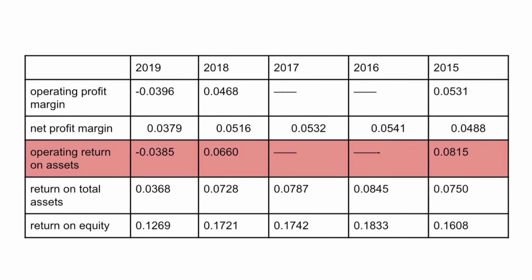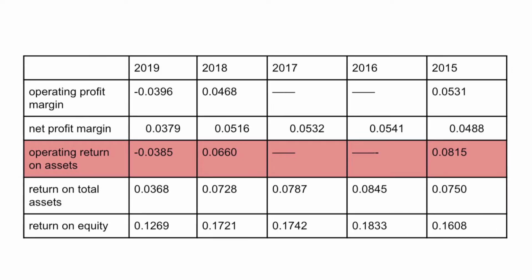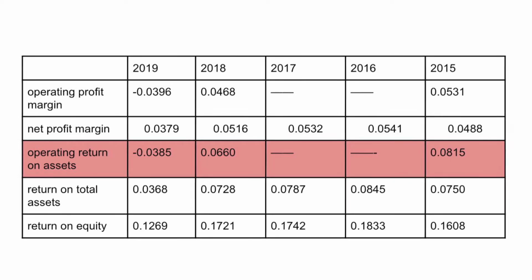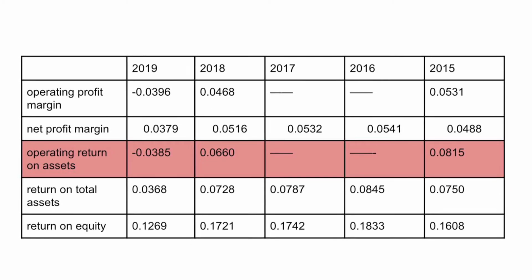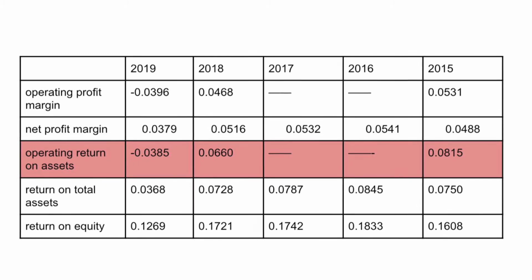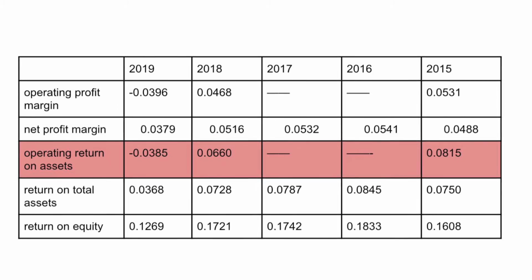Next is the operating return on assets analysis. Same with operating profit margin, 2015 was the highest with a ratio of 0.08 and 2019 is the lowest with -0.03. Total assets also increased in the following years, but EBIT still dropped in 2018 and continued until 2019.